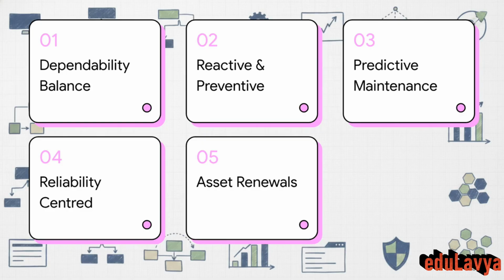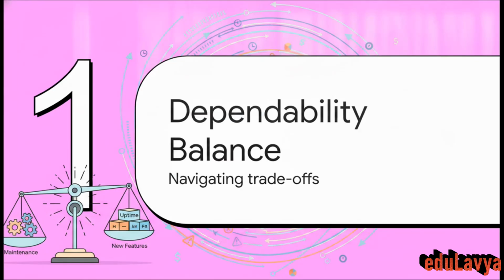We have to figure out how to maintain that dependability throughout the system's entire operational lifetime. So here's our game plan for today. We'll start with the Dependability Balancing Act, then move into reactive and preventative maintenance, check out predictive maintenance, dive into reliability-centered maintenance, and finally wrap up with asset renewals.